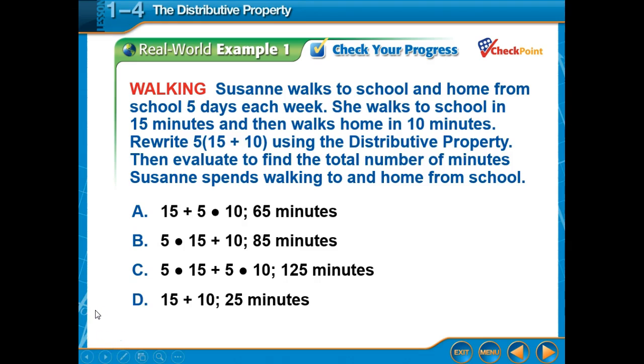Welcome back. After reading this problem, you should have chosen C. In C, you see that Suzanne is walking to school and home from school 5 days each week. She walks to school in 15 minutes and walks home in 10 minutes. Rewriting 5 times (15 plus 10) using the distributive property is 5 times 15 plus 5 times 10 for a total of 125 minutes.